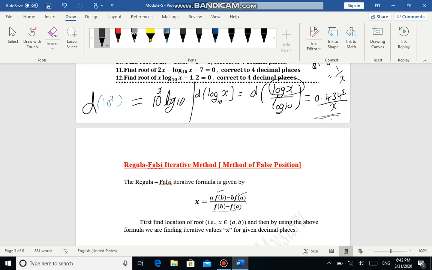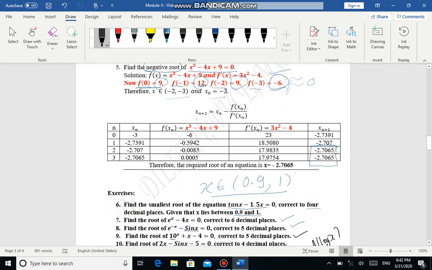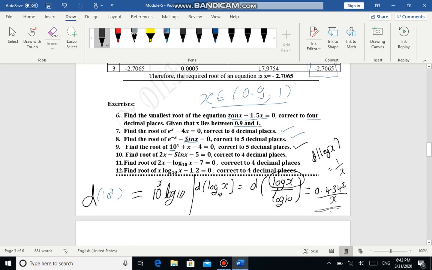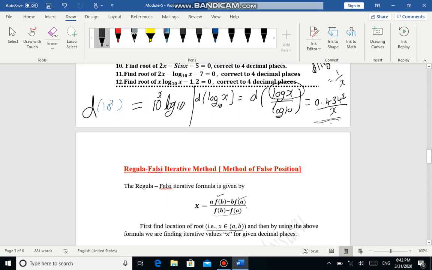First, we need to find the location of a root, that is x belongs to a comma b. We know the procedure already from the Newton-Raphson method. A comma b is nothing but what is called the location of a root, x belongs to minus 2 comma minus 3 in that particular example. Now, using this a comma b, we need to find the iterative values of x until two consecutive iterative values of x are equal.